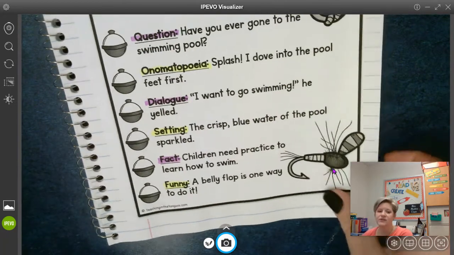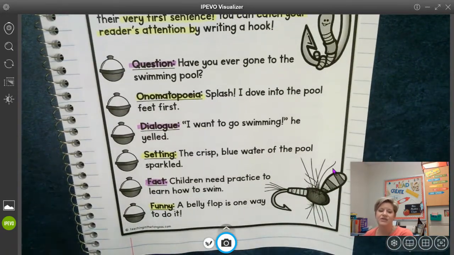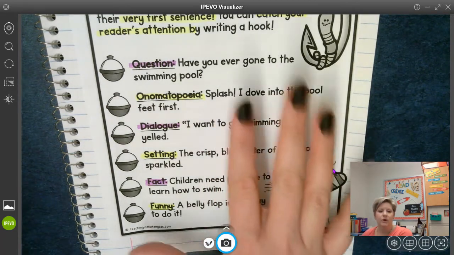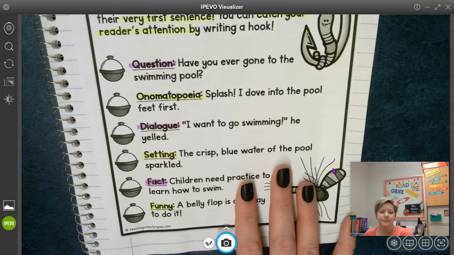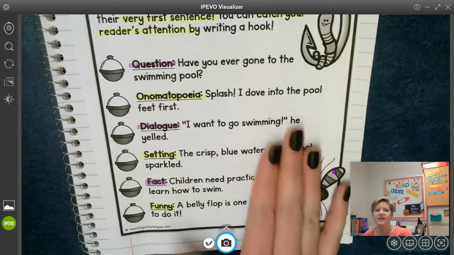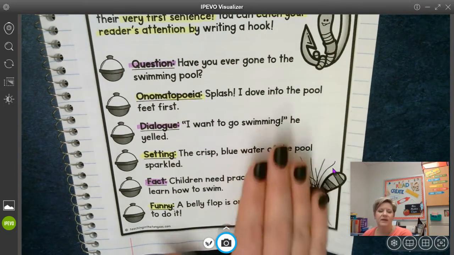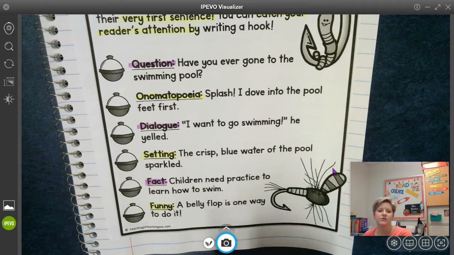Okay, so these are different hooks that you can use to get your audience to want to read more. While you are going through these and while you are watching the next video, try to think about what type of hook you want to use in order to keep your readers wanting more for your personal narrative.